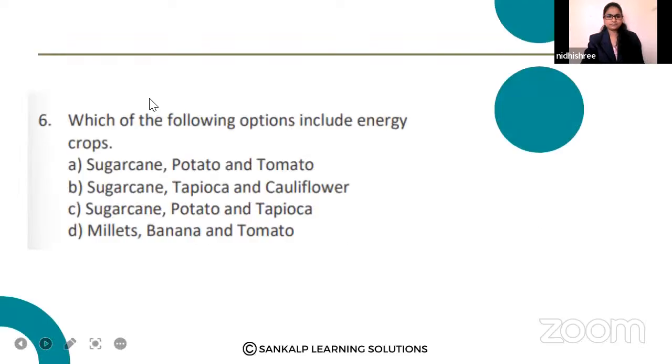Next question. Which of the following options include energy crops? Energy crops. Among the following options, which one has examples of energy crops? Option A, sugarcane, potato and tomato. Option B, sugarcane, tapioca and cauliflower. Option C, sugarcane, potato and tapioca. And option D, millets, banana and tomato.